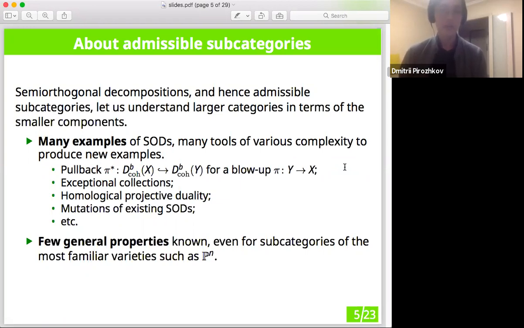However, even though we know many examples, we don't really have a good grasp on general properties of what kind of semi-orthogonal decompositions may exist. Even if we look at a very familiar variety like a projective space, of course we know many semi-orthogonal decompositions arising from exceptional objects, for example, but we don't really know what other kinds of decompositions exist. So we don't have a good structural theory that will tell us what can happen and what cannot. And in my talk, I will be mostly working from this point of view, that we want to understand at least something general.